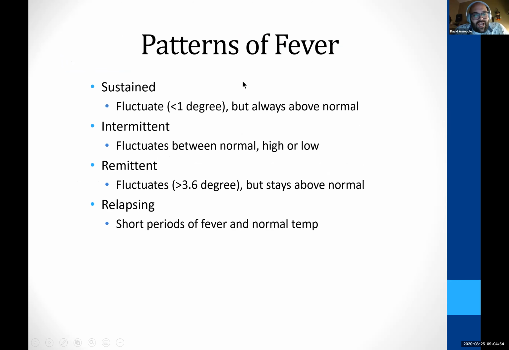Now, this is a definition slide. Know what they mean. Okay, just kind of understand them. Celsius and Fahrenheit, it's a good one to recognize because your NCLEX can absolutely ask you Celsius versus Fahrenheit. For sustained, fluctuate. It's less than a degree, but it's always above normal. Again, this is just by definition. Intermittent would be between normal high or low, and remittent above 3.6, but stays above normal. Again, these are just definitions. But one of the key things I want you to recognize is that this is without medication. This is what the body's doing on its own. Yes, you can also memorize and convert.